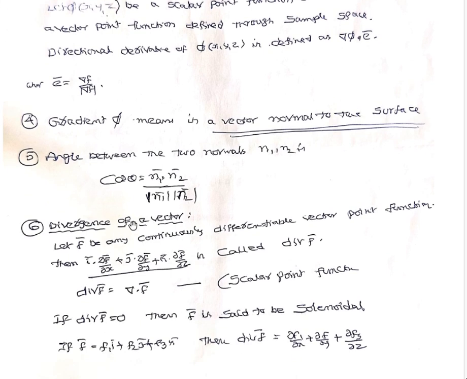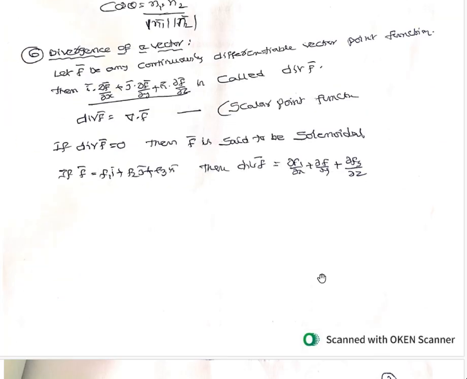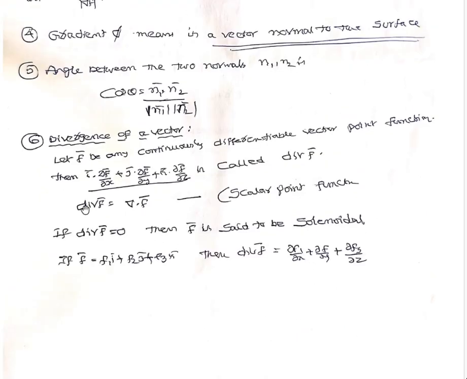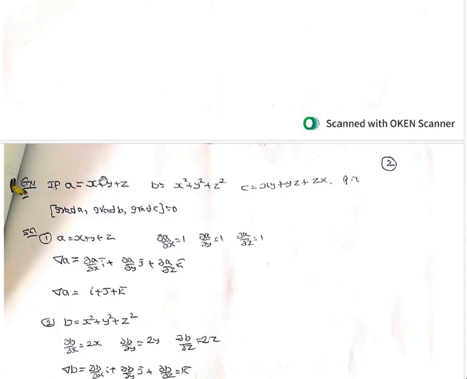So, divergence of a vector. The divergence of f bar is equal to ∂f1/∂x plus ∂f2/∂y plus ∂f3/∂z. You have to remember, if divergence of f bar is equal to 0, then f bar is said to be solenoidal. While writing divergence of f bar, you will write del dot f bar. Gradient f, gradient phi, you have to write like this.